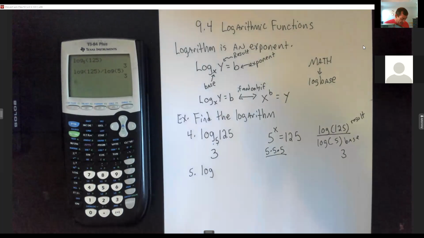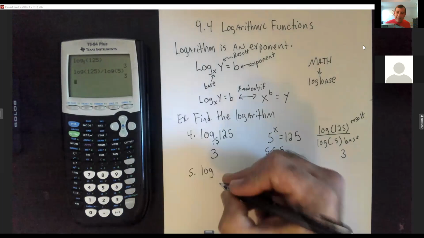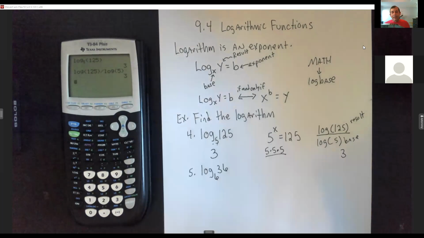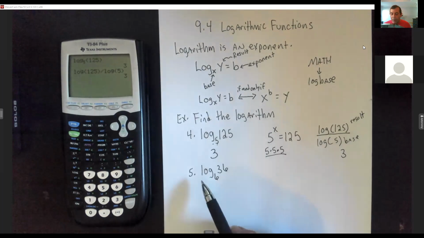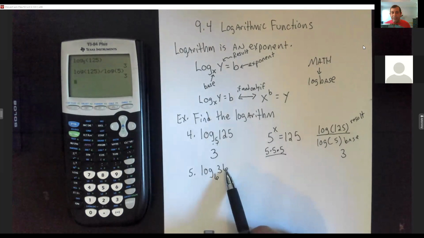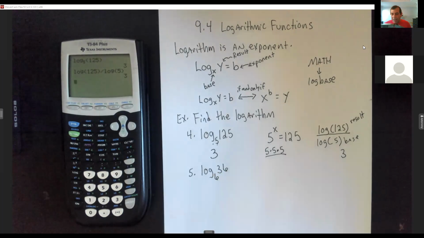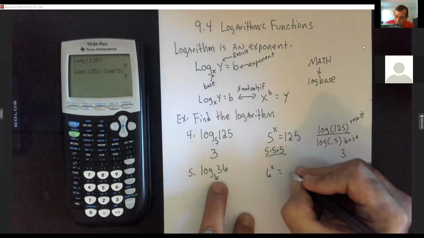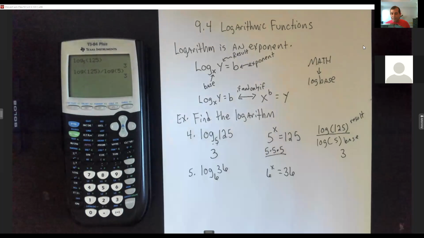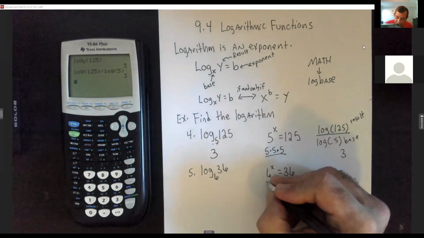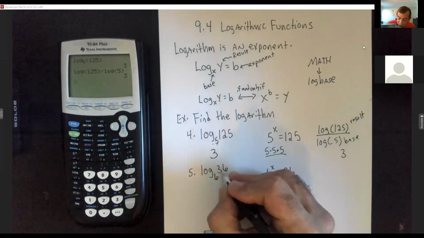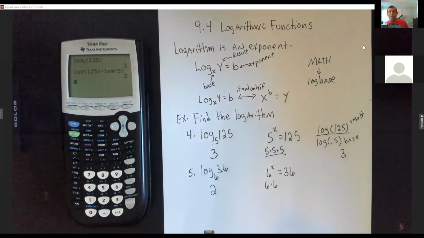Okay, here we've got log base 6 of 36. So Carol, you would do log 36, close the parentheses, divided by log 6, hit enter and be done. This is telling me that 6 to some exponent is going to equal 36. If I do 6 times 6, I already get 36. So the exponent that would raise 6 to 36 would be a 2.